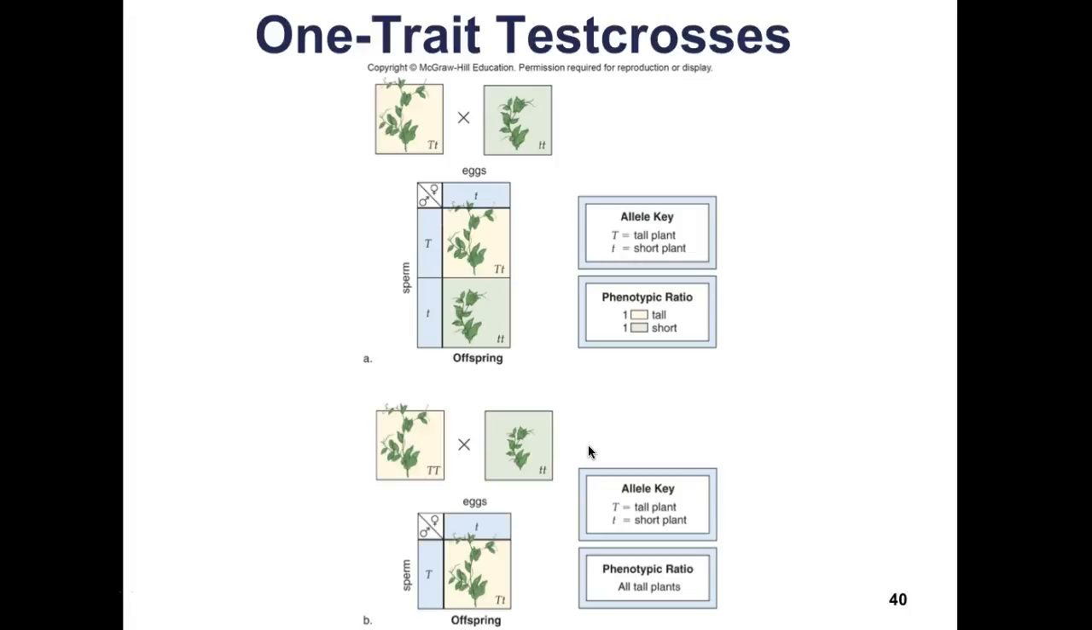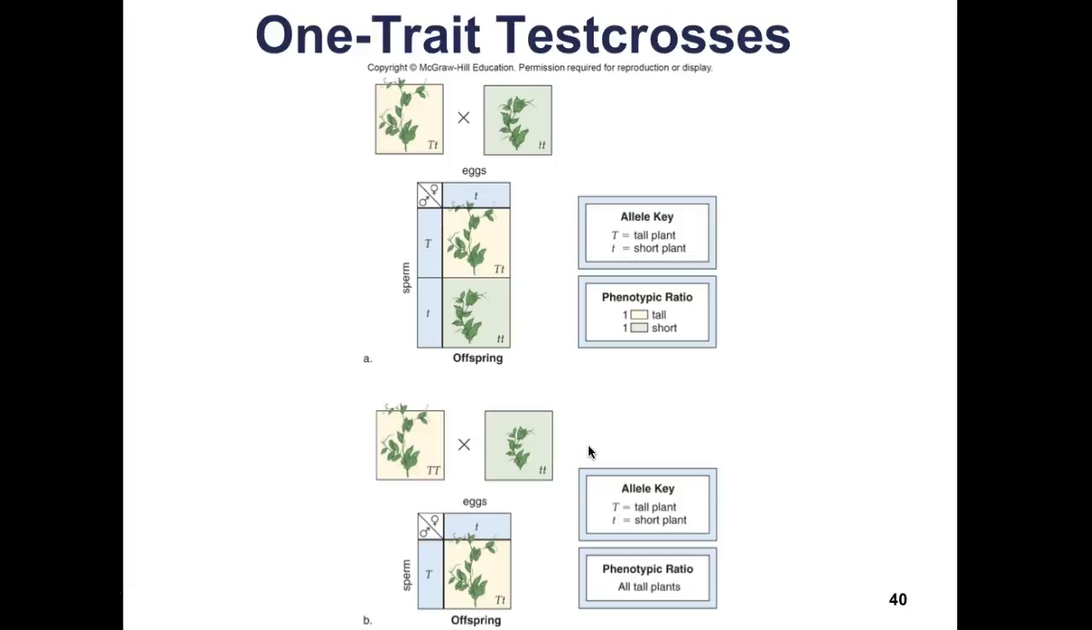If we look here, we have a one-trait test cross. We cross a heterozygous tall plant with a homozygous recessive short plant, and ultimately what we see is a 1-to-1 ratio. Or if you take a homozygous tall plant and cross it with a homozygous recessive plant, you get all tall plants. So the difference is whether the F1 result from that cross is 50-50 tall and short, or 100% tall. From that, you could predict your parental genotypes.